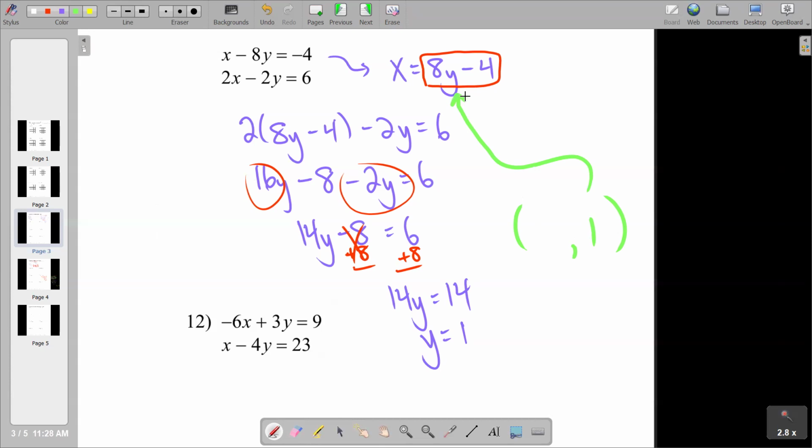That's in function form. It's like input, output, ready. So if you put 1 in there, what's 8 times 1? 8 times 1 is 8. What's 8 minus 4? 4. Done.